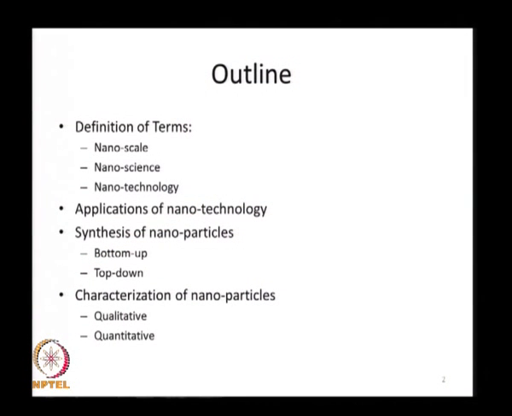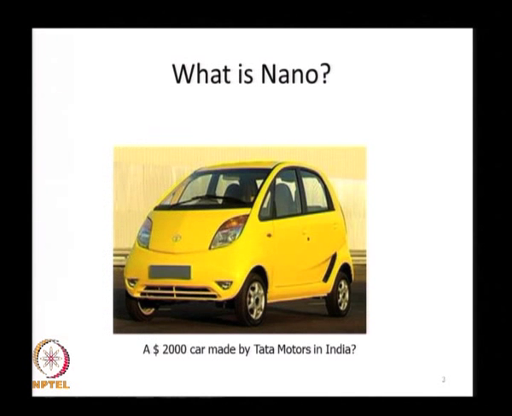So, the outline of this module is going to be as follows. We will begin by defining some terms. What is nanoscale? What is nanoscience? What is nanotechnology? We will talk about some applications of nanotechnology, methods of synthesizing nanoparticles from the bottom up approach and the top down approach, and finally characterization of nanoparticles, which we classify as qualitative methods and quantitative methods.